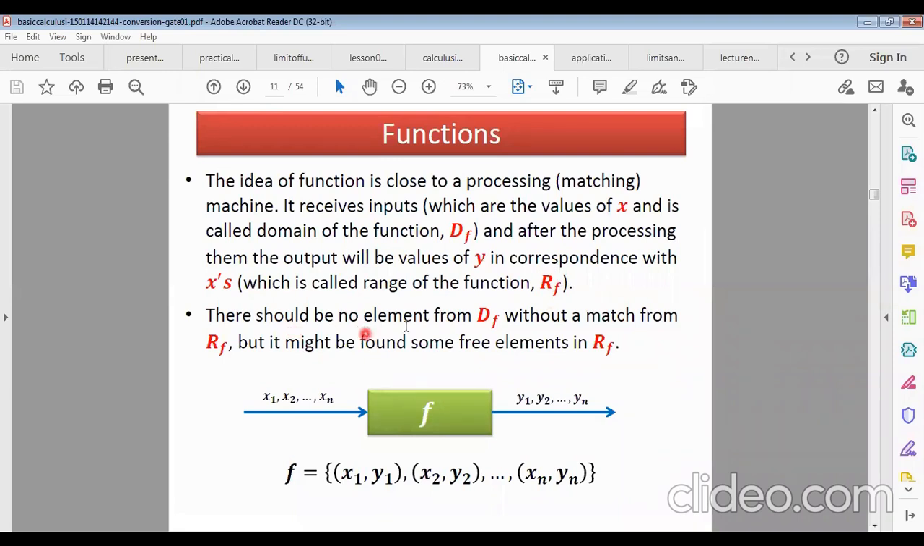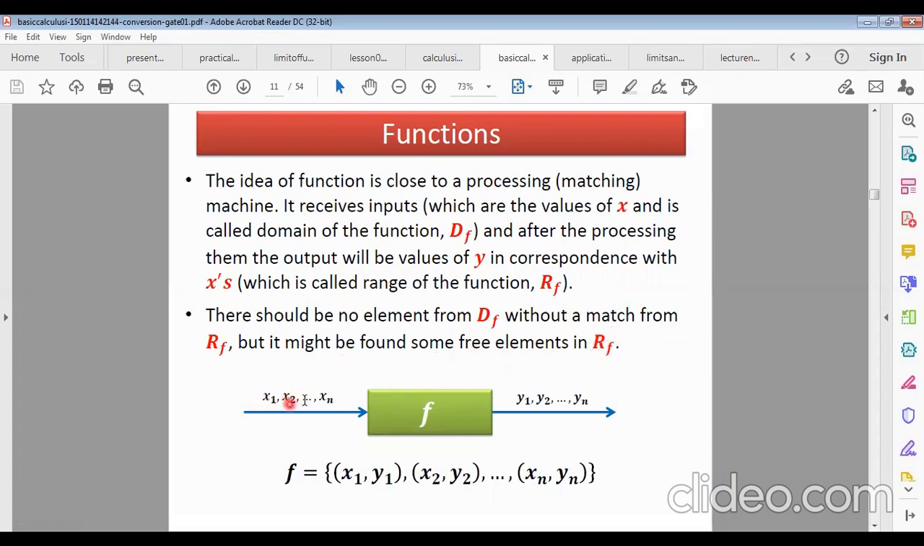There should be no elements from the domain without a match from the range of the function. This is the domain of the function, that means the set of values of x, and this is the set of values of y. Y gives the range and x values give the domain. So this domain must be matched with the range.